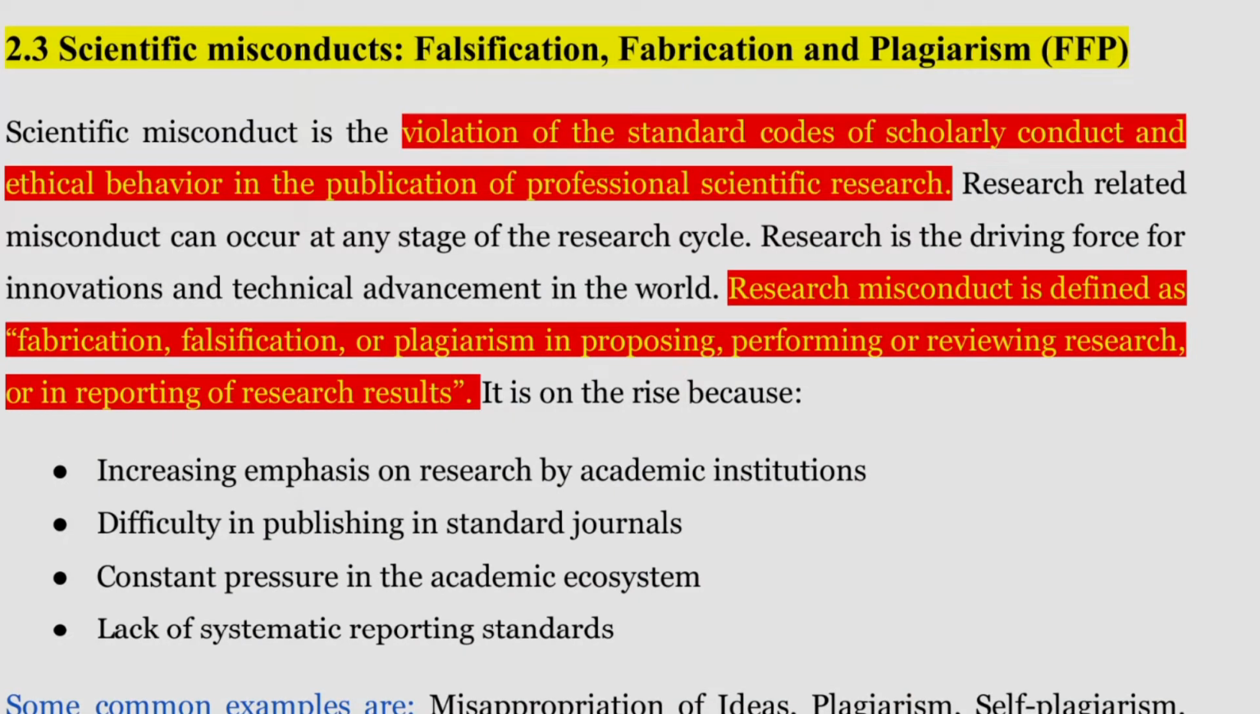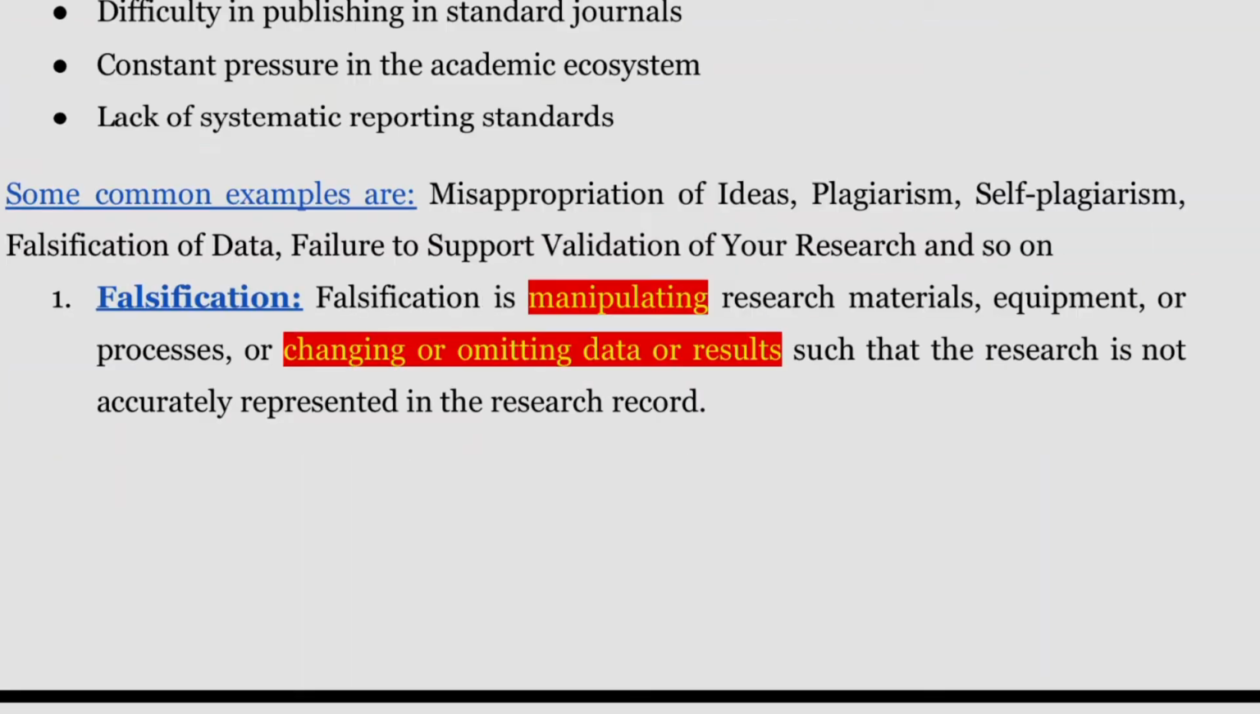So what is scientific misconduct? Scientific misconduct is a violation of the standard codes of scholarly conduct and ethical behavior in the publication of professional scientific research. Research misconduct is defined as fabrication, falsification, and plagiarism in proposing, performing, or reviewing research or in the reporting of research results. Fabrication is nothing but modifying, falsification is giving wrong results, and plagiarism means copying someone's data.